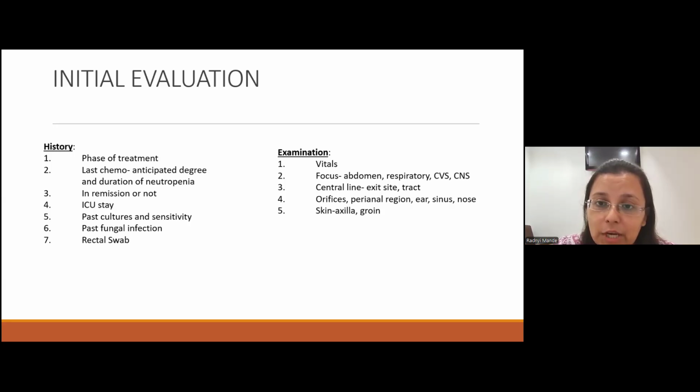Then if the child has a central line, you look at the exit site, whether there is any tunnel or tract infection. Also, don't forget to look at the skin, whether there are any furuncles or boils. Also examine the axilla. And last but not the least, the procedure site. In case a bone marrow has been done the previous day, or any other procedure, do examine the procedure site.